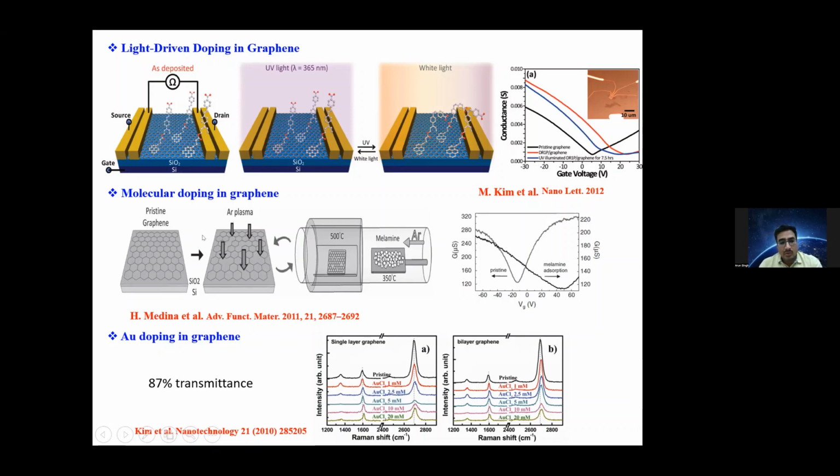And another group used argon plasma with a molecule to dope the graphene, but here the mobility is much reduced. And then some group has used gold chloride and tuned the property of graphene.